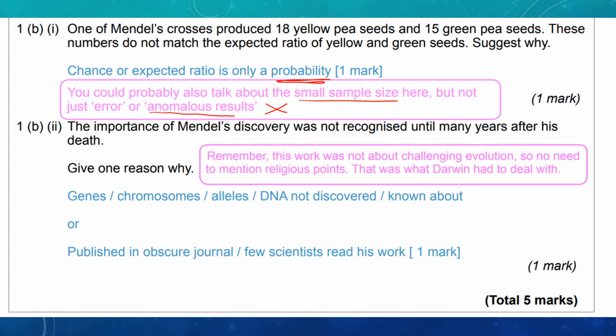But 1B part 2, the importance of Mendel's discovery wasn't recognised until many years after his death. The reason why was genes, chromosomes, alleles or DNA had not been discovered. The microscope hadn't even been invented at this point to be able to see inside the cell and see things like chromosomes and genes. Or that it was published in an obscure journal and few scientists read his work. This one we're less likely to see. You may have got this one. This particular work, Mendel, is not about challenging evolution. So this was what Darwin then had to deal with, which we're going to come across in our next unit.